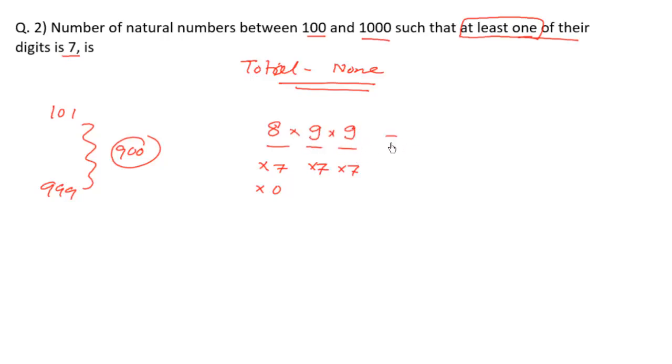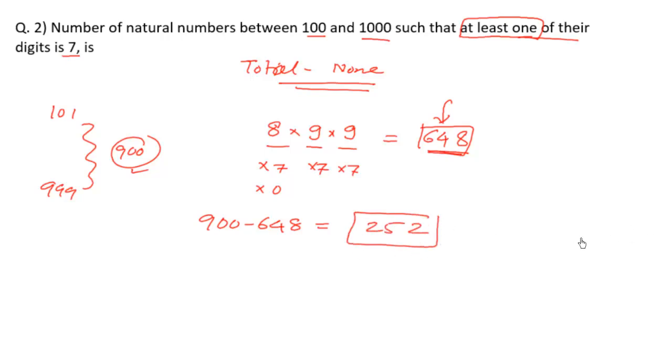So the total number of numbers wherein no digit is 7 would be 8 into 9 into 9, which comes out to be 648. So if I deduct this number from this total, we'll be getting the required number. So the answer would be 900 minus 648, which comes out to be 252, and that becomes the right answer.